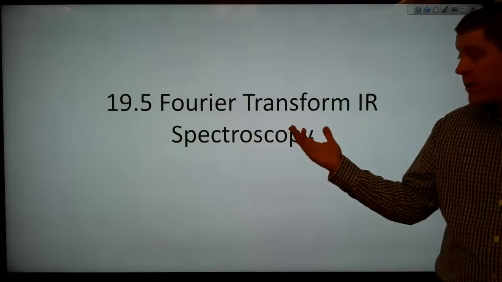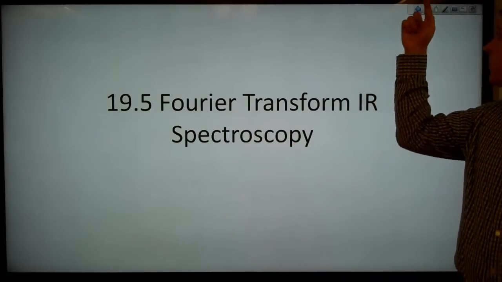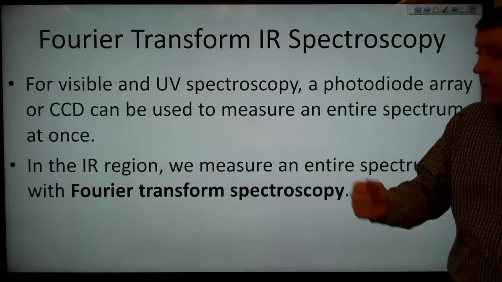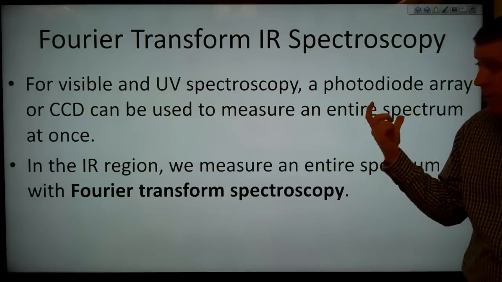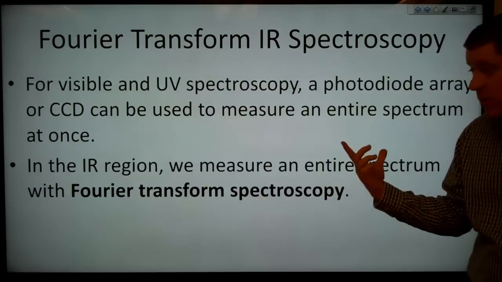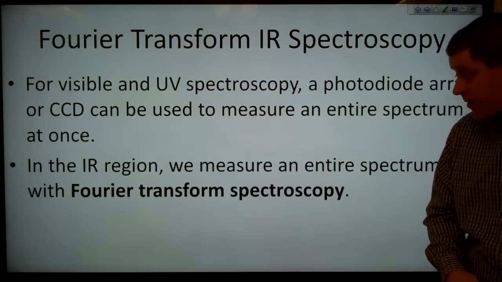Welcome to Fourier transform infrared spectroscopy. For visible and ultraviolet spectroscopy, a photodiode array, or CCD, can be used to measure an entire spectrum at once. And in the IR region, we measure an entire spectrum using Fourier transform spectroscopy.